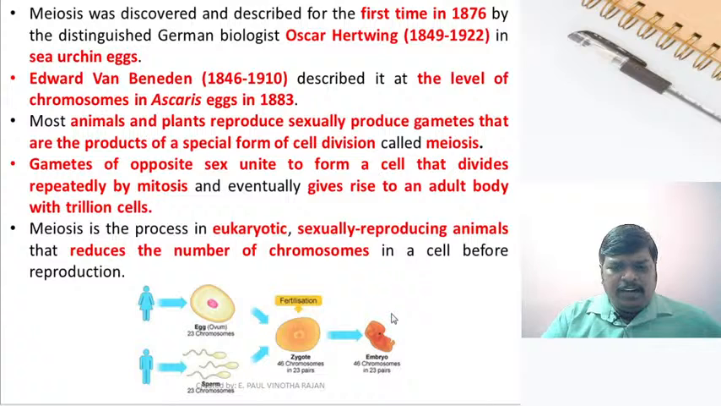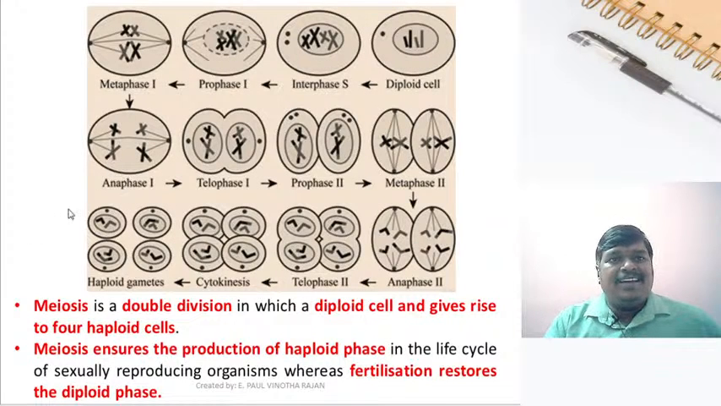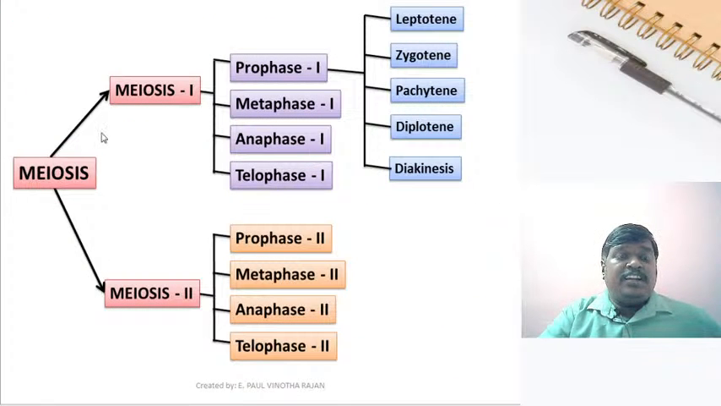Next we are going to talk about the overall cell division process. This meiosis cell division occurs in two phases: meiosis 1 and meiosis 2. Meiosis 1 has 4 phases. Similarly, meiosis 2 has 4 phases. In meiosis, the longest phase is prophase 1.